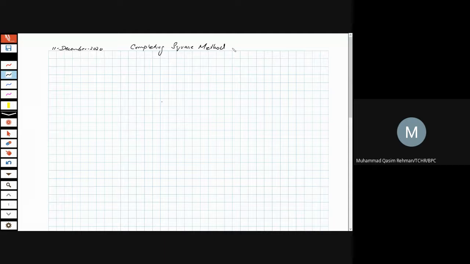Now, completing square is a process which is not only confined to factorizing. You can use the completing square method in order to factorize, but you can use it for some other purposes as well. But today, first of all, I'm going to teach you what a completing square method actually is. Then we will move further and see where else we can use this particular method.